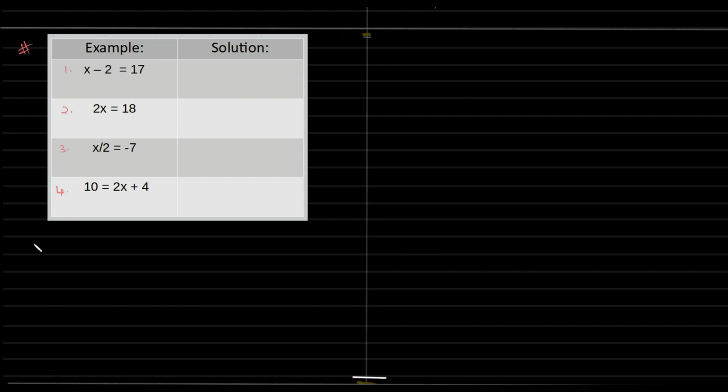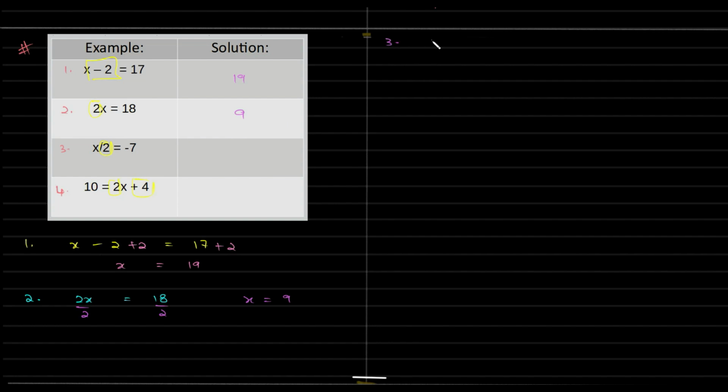Okay, so let's begin with the first one. x minus 2 is equal to 17. I want to eliminate minus 2. So how do you eliminate this 2? Add 2, but remember we need to rebalance. So we'll add 2 to both the sides. So x is equal to 19. Next question. 2x is equal to 18. So how do you rebalance? Divide with 2. So x is equal to 9. So the answers over here are 19 and 9.